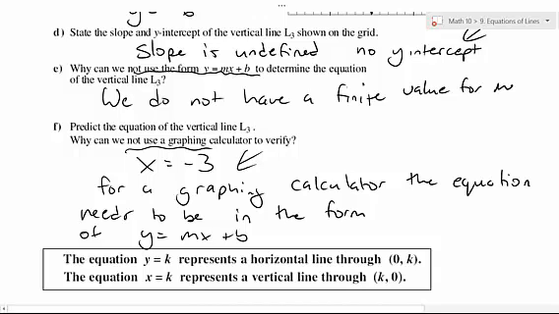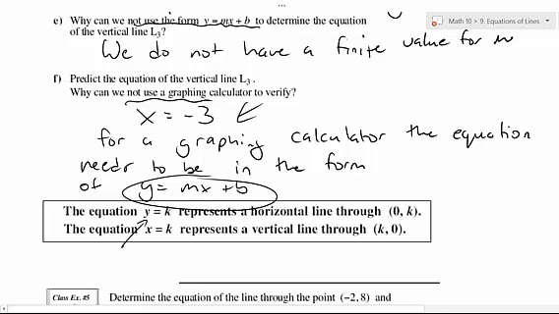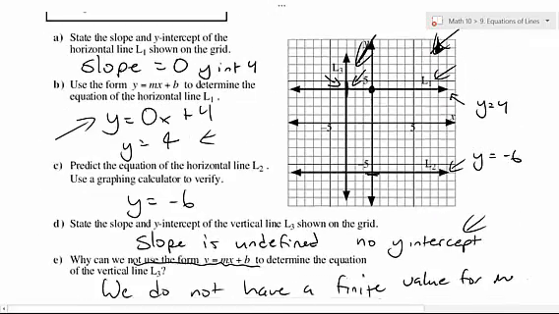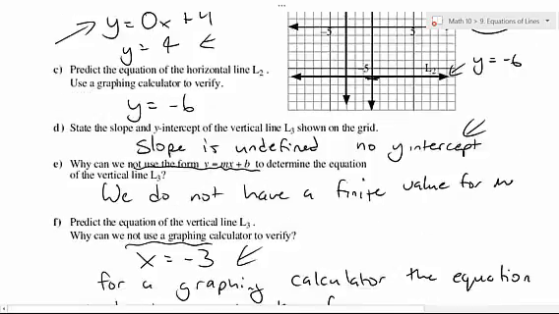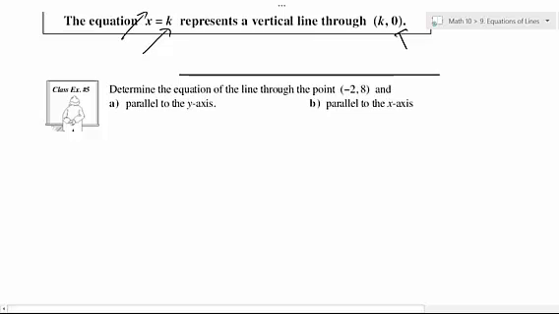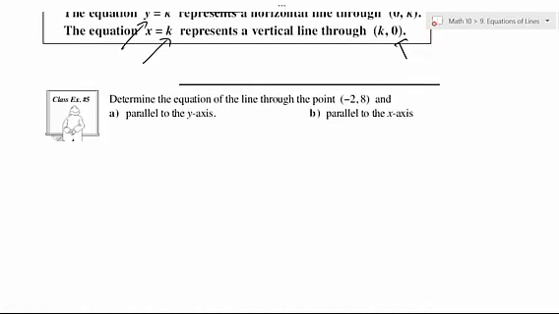Why can't we use a graphing calculator? For a graphing calculator, the equation needs to be in the form y equals mx plus b. The equation y equals k represents a horizontal line through 0, k, and x equals k represents a vertical line through k, 0. So that's just an easy thing. We just say, hey, y equals 4 or x equals negative 3. All right, why don't you just take a second to work on class exercise number 5. Determine the equation of the line through this point and parallel to the y-axis, parallel to the x-axis. Go ahead, press pause now.